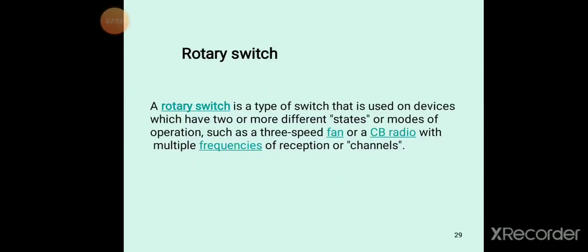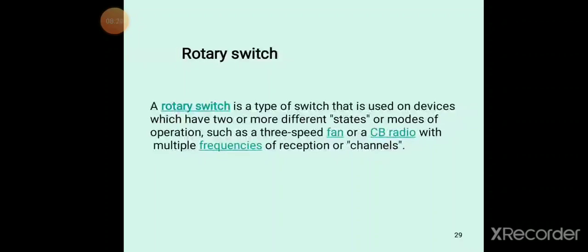The next switch we are going to discuss is the rotary switch. This is another important switch. In a rotary switch, the contact rotates from one path to another path. That's why it is called a rotary switch. A rotary switch is a type of switch used on devices which have two or more different states or modes of operation, such as a 3-speed fan or a CB radio with multiple frequencies of reception or channels.